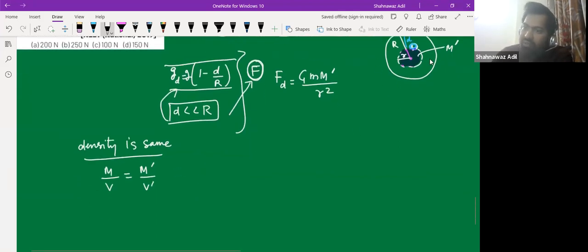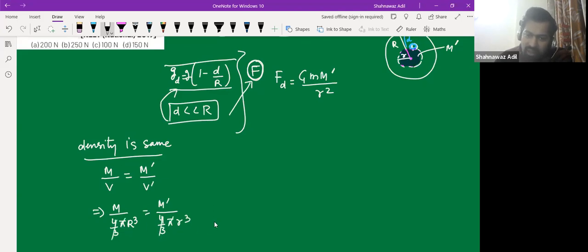Because this is a sphere, what would be the volume? Volume would be 4 by 3 pi R cube. And this would be m prime over 4 by 3 pi r cube. So 4 by 3 and pi will cancel, and we will get mass prime as m r cube divided by this R cube, right? So this is the new mass that we get.